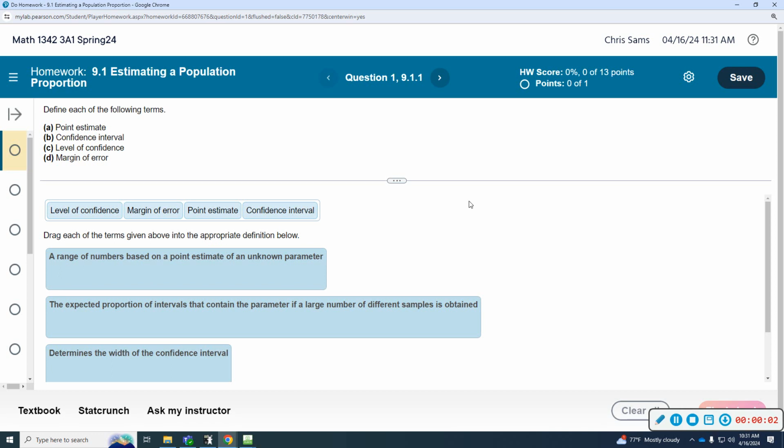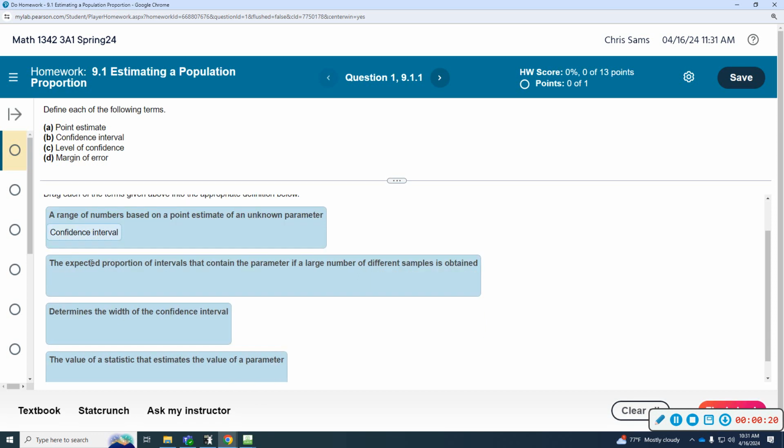All right, section 9.1. The first one is just going to be a set of matching terms to definitions. So a range of numbers based on a point estimate of a parameter. So a range of numbers usually is going to be a confidence interval. The expected proportion of intervals that contain the parameter if a large number of different samples is obtained. So the number of intervals that contain that would be the level of confidence.